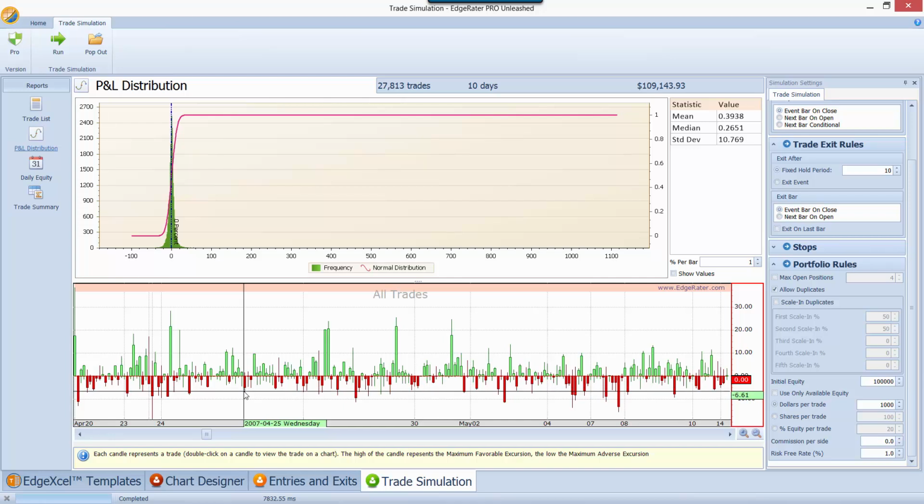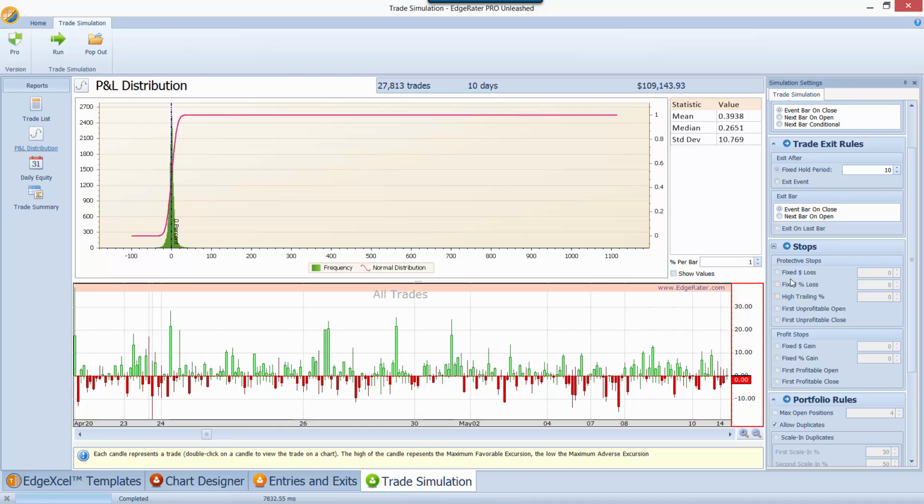And it's interesting when you try and do that, because let's put a stop in here. Let's say we'll have a fixed percentage loss stop of 3%. It's quite low. I'm just going to do this as an example, and then I'm going to run the strategy again. We'll just let it do its processing.